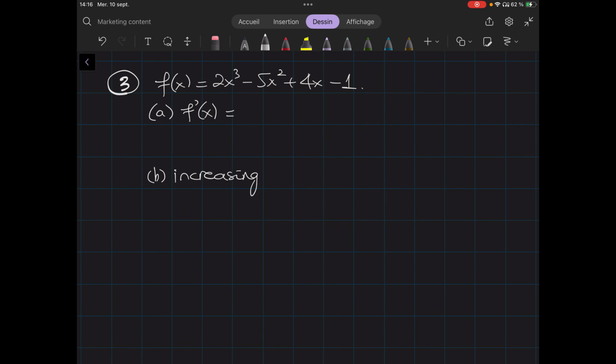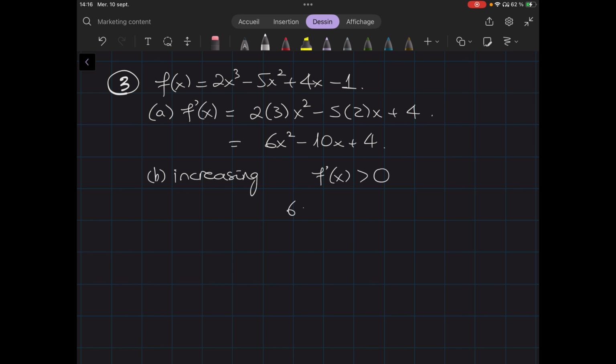In question 3, you are given a cubic function, and first you're asked to differentiate f. This is pretty straightforward. And now we can simplify our expression. To find the intervals on which f of x is increasing, we will set f prime of x greater than 0.